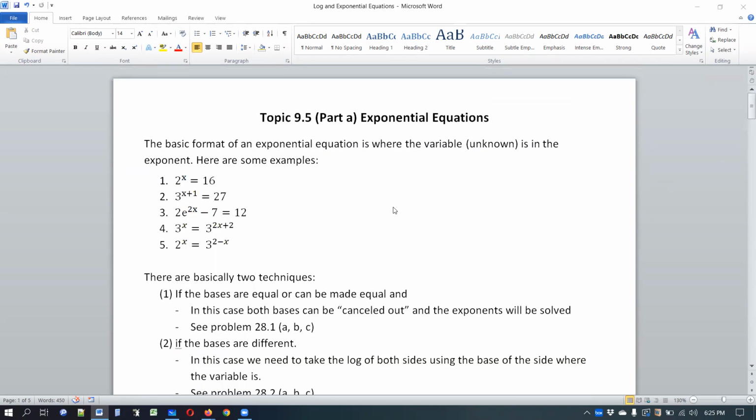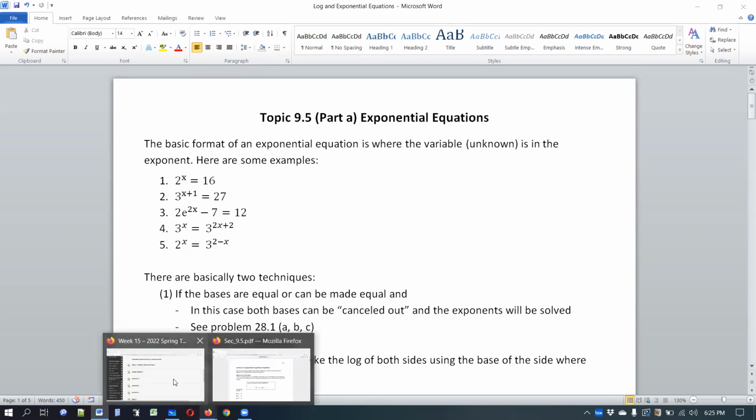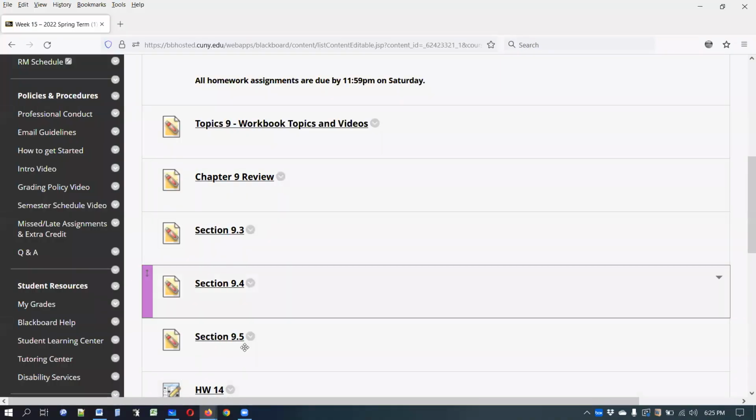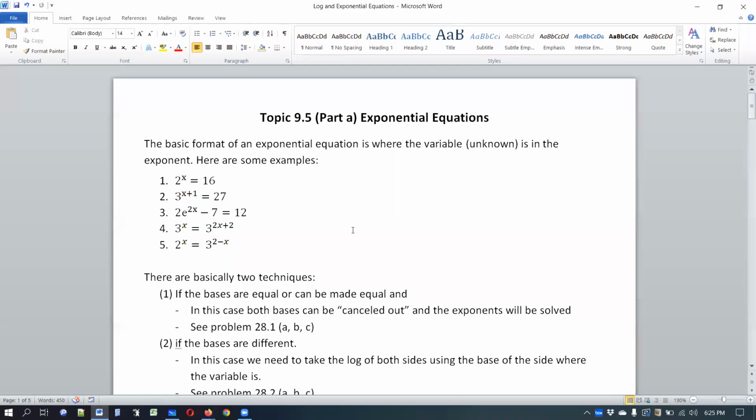This is assuming that we already went over sections 9.3 and 9.4 in class, the first two sections in our course, because we're going to need the basic properties dealing with exponential equations and log equations. Exponential equations are pretty straightforward, but for the log equations, we will need to know a couple of basic things.